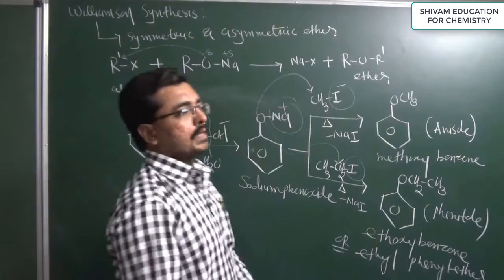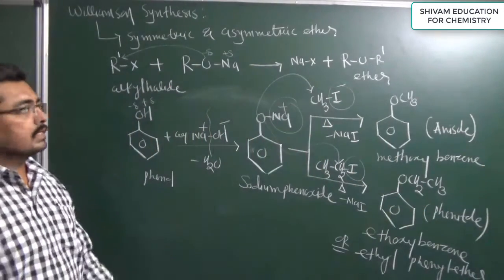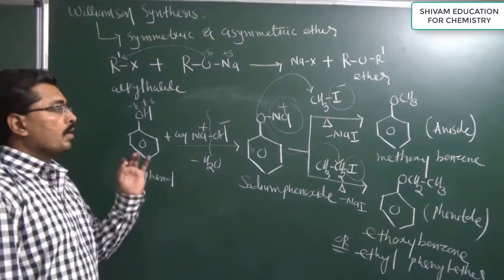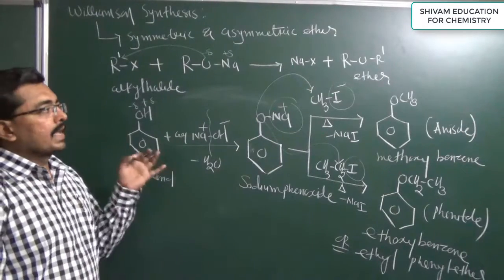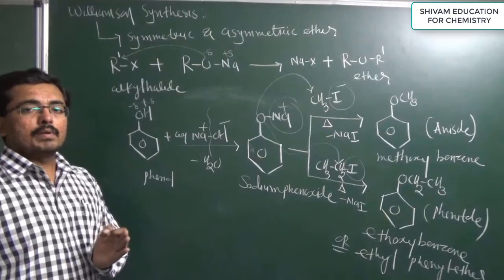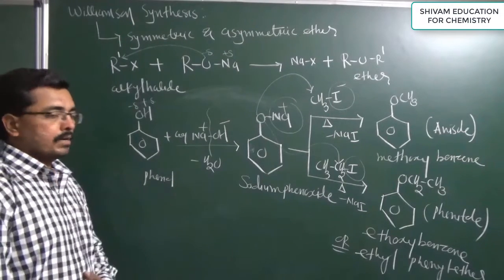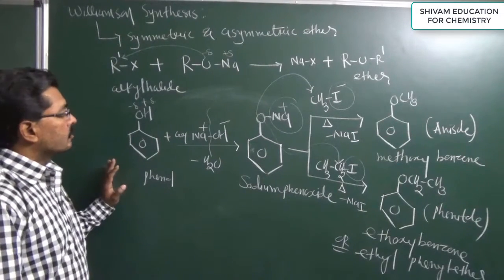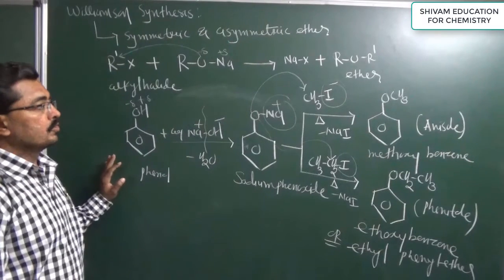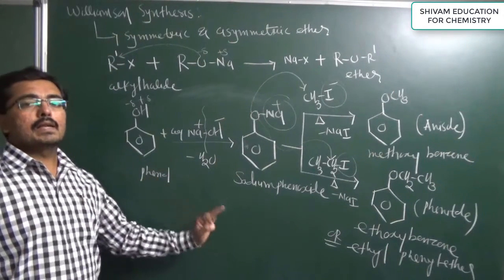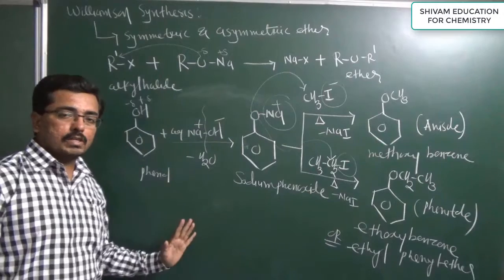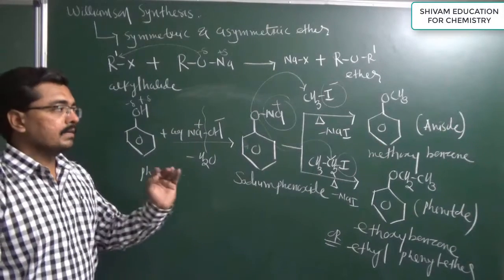So by using this Williamson synthesis method, one can prepare aliphatic as well as aromatic ether compounds. But the condition is that sodium alkoxide should react with a primary alkyl halide. With a tertiary alkyl halide it gives an alkene product.